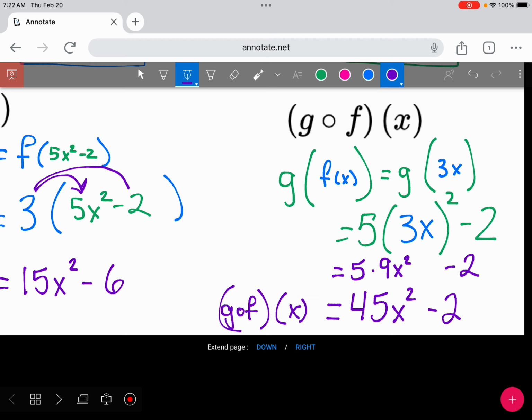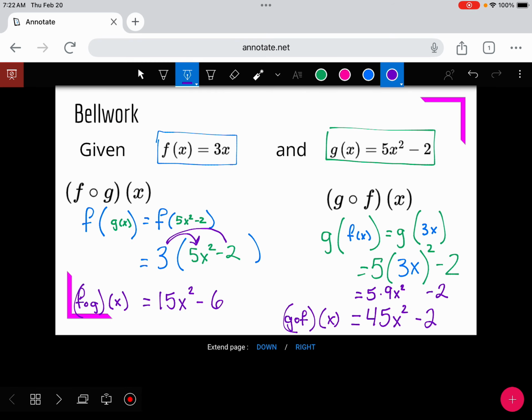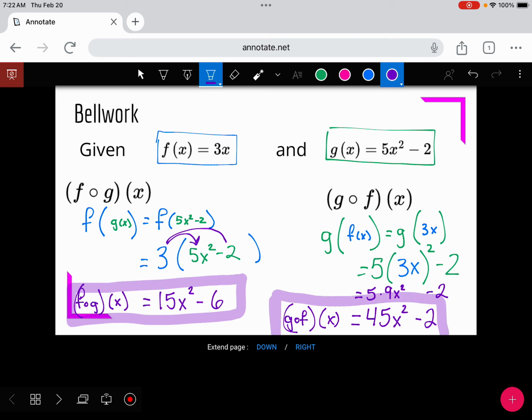And I'm way at the bottom, but those are our two pieces. This is what we worked with yesterday. So our f of g and our g of f. The order is important. You can see that these are two very different equations when we do them. The order matters. Questions on these ones? Cool.